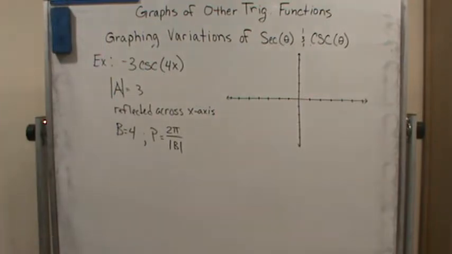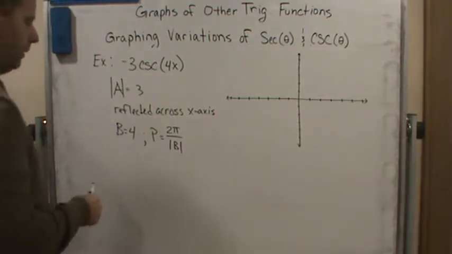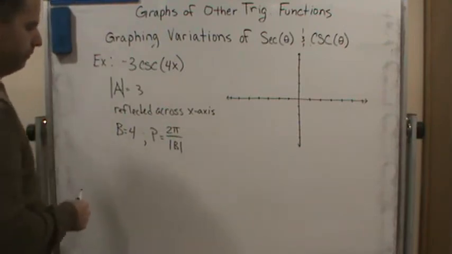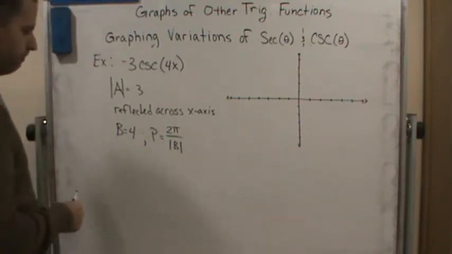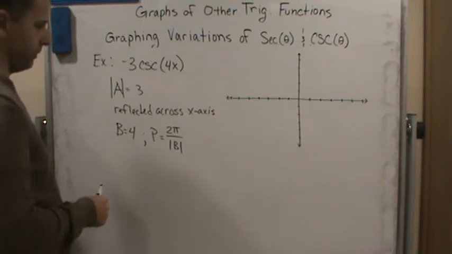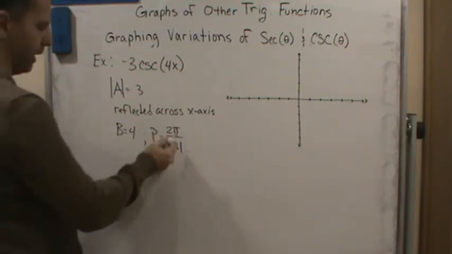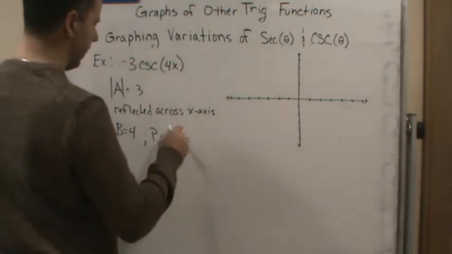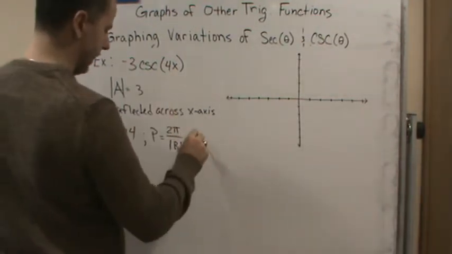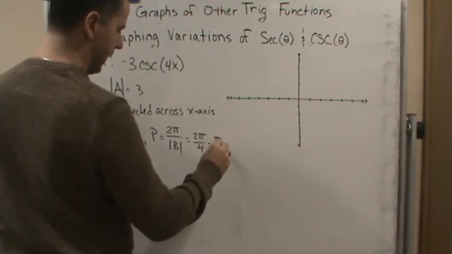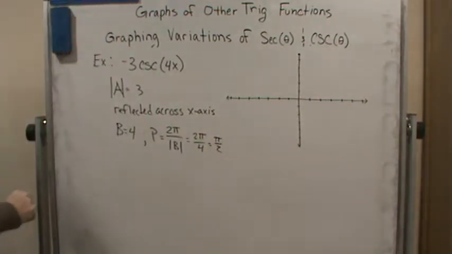I was thinking about the asymptotes and the phase shifts. So p is 2 pi over the absolute value of b. Again, what's b? B is 4 in this case. So this is going to be 2 pi over 4, which gives us pi over 2 as the period.